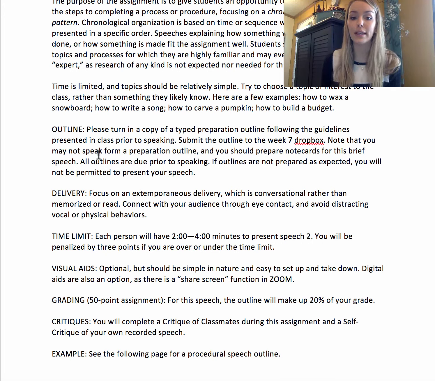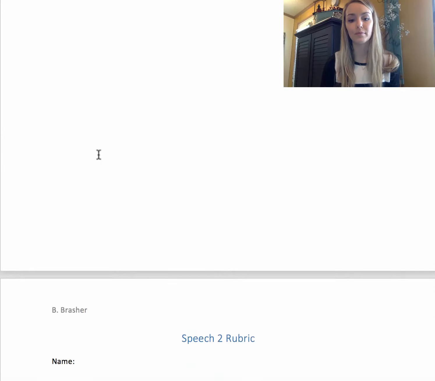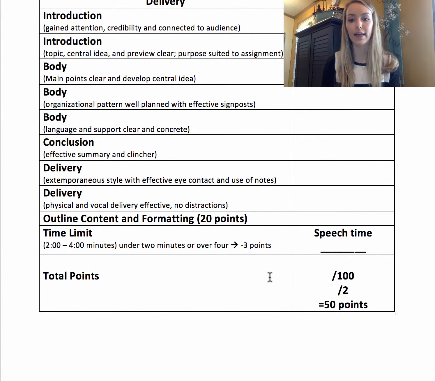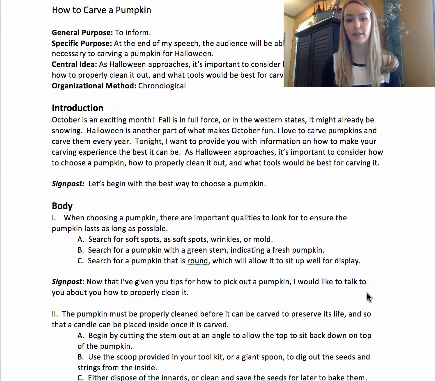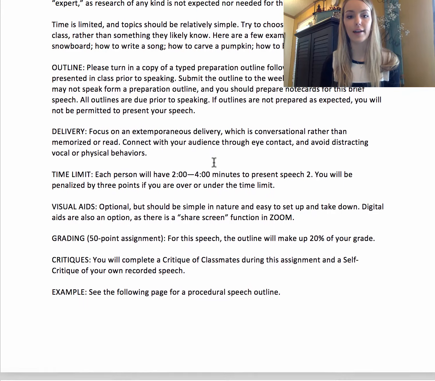Okay, this is a 50-point assignment, and your outline will make up 20% of your grade. So we're moving from 20 to 50%. That other 80% of your grade for this one will be delivery. Okay, so we have our rubric down here. You can kind of see how the points are broken down. It's out of 100, but I divide that at the end into that 50 points, okay? Other things, we need to submit our outlines prior to speaking in the Dropbox, okay? Just the Dropbox here, it may or may not be week 7 for you depending on your class.